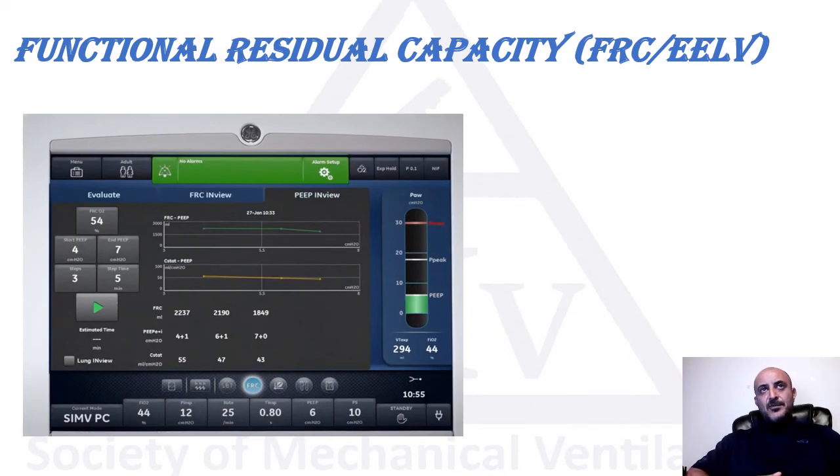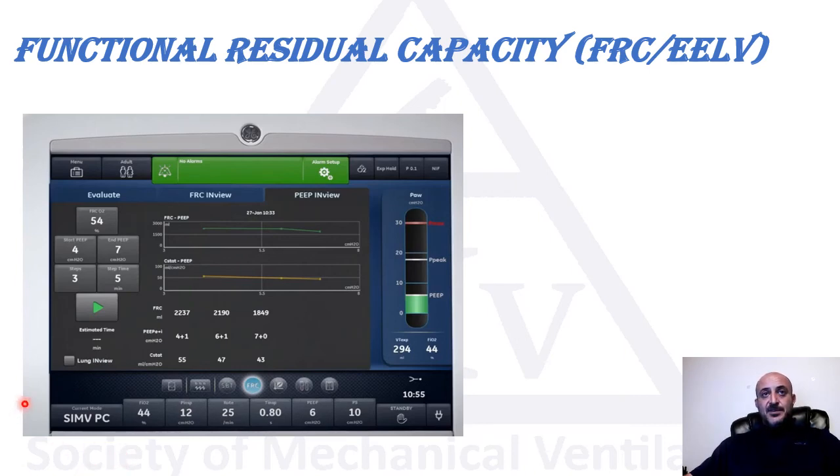Another method we'll talk about is measuring the functional residual capacity, or the FRC, or the end expiratory lung volumes during mechanical ventilation. And of course, we all know that functional residual capacity could be measured by spirometry at the lab for the PFTs. But nowadays, it can be measured during mechanical ventilation and might be very helpful. It's not available on all ventilators.